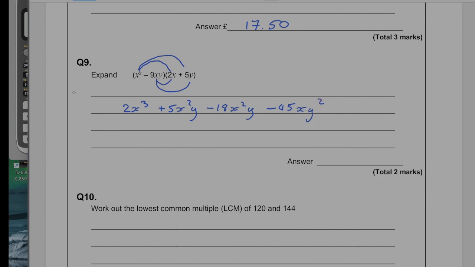So when we collect this together, then we've got two lots of x cubed. These two are the same term, x squared y. So 5 minus 18 is minus 13 x squared y. And then minus 45 x y squared.